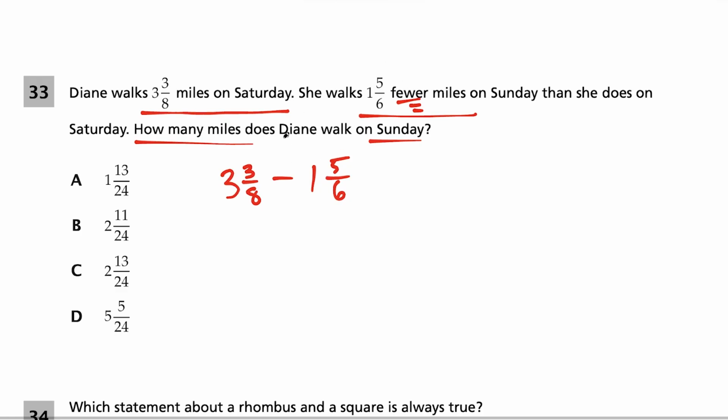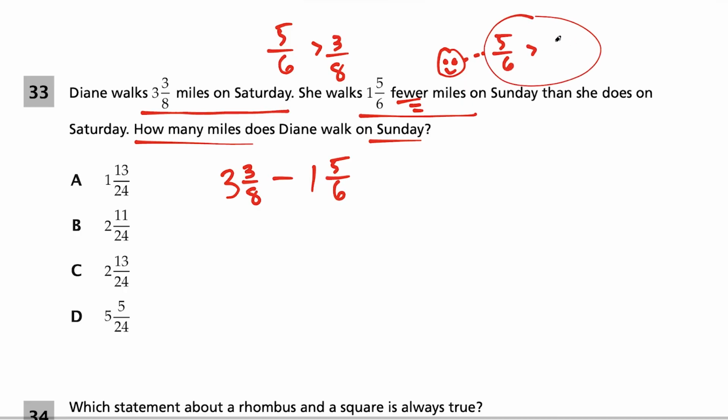But the problem here is that the number that we're subtracting, this fraction in the mixed number, 5/6, is greater than 3/8. The way that I know this without doing much math on the side, the mental math that I'm doing in my head, is I think about 5/6. I know that this is greater than 3/6, because the numerator is greater and they have the same denominator. And 3/6 is equal to a half. So this tells me 5/6 is greater than a half.